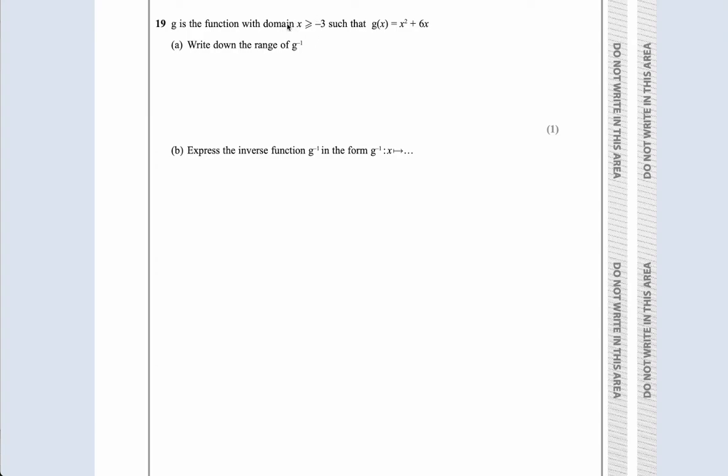The range of the inverse function is the same as the domain of the function. So let me just write that so we're clear, guys. Range of g minus 1 is the same as domain of g. So the range is just g of x, g minus 1, or y you could use, is greater or equal to minus 3. It's the same as this, but not x, it's y, or g minus 1.